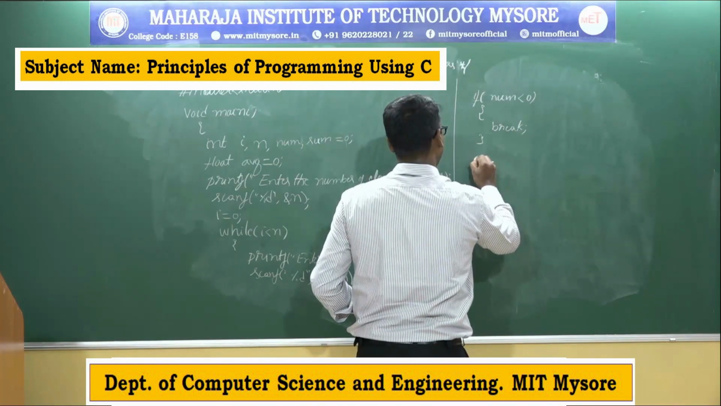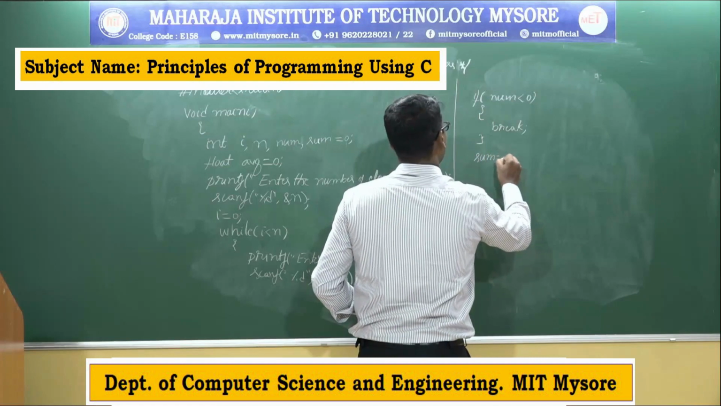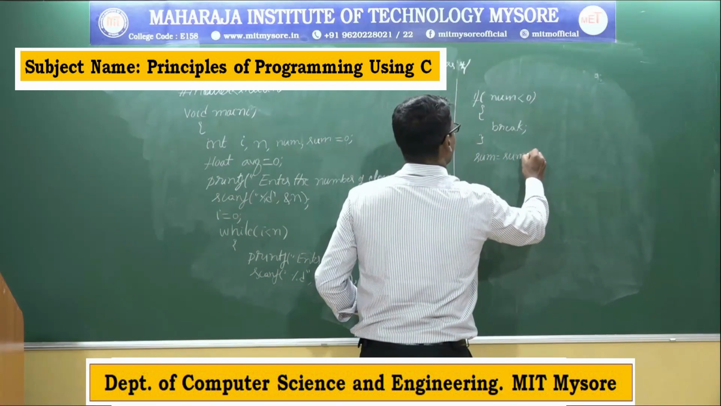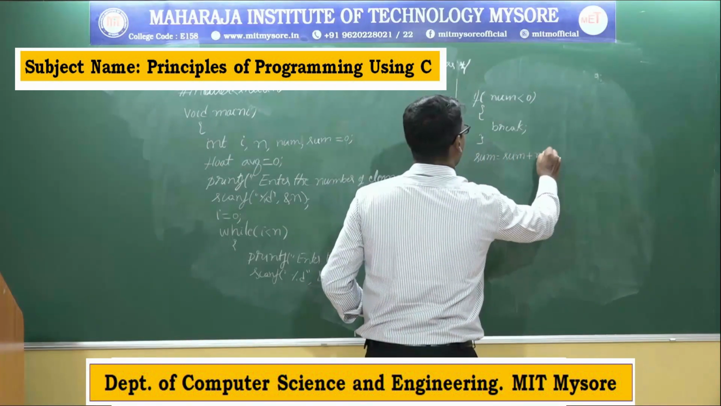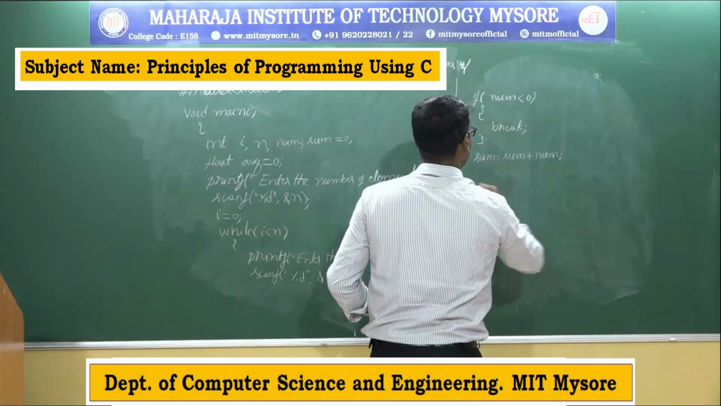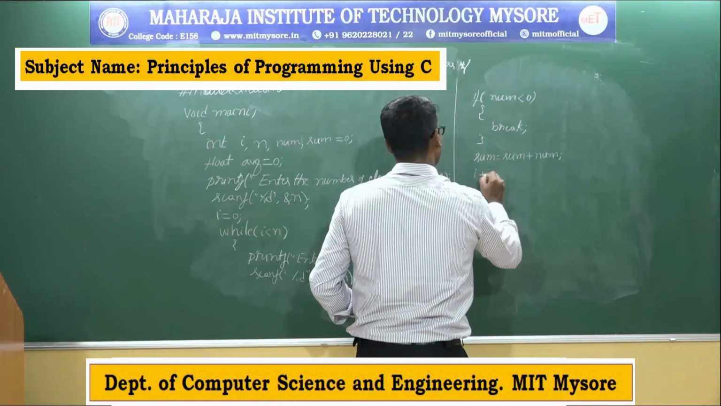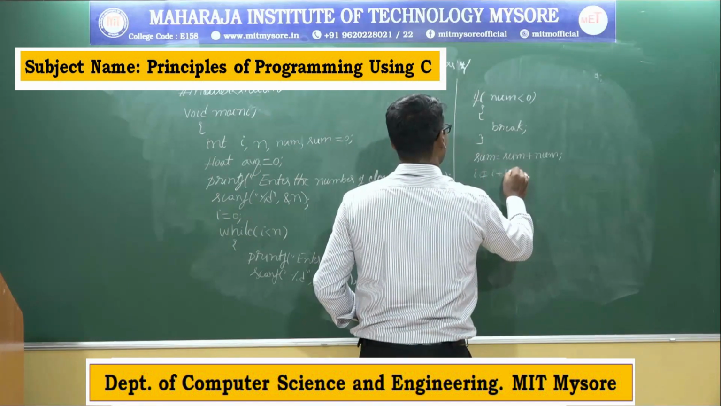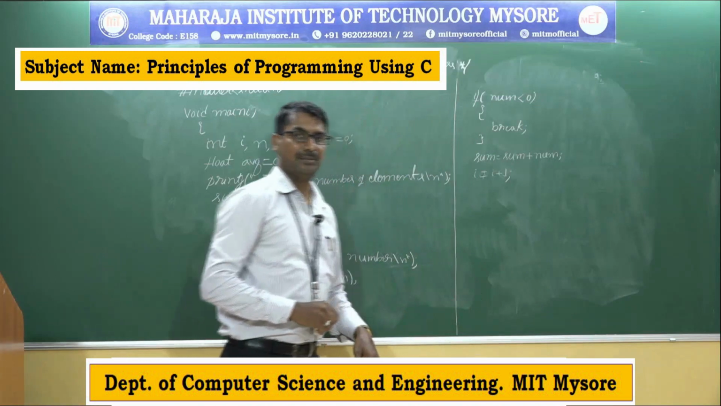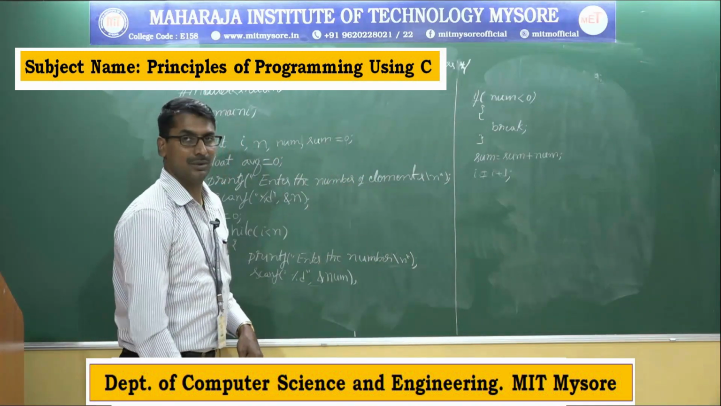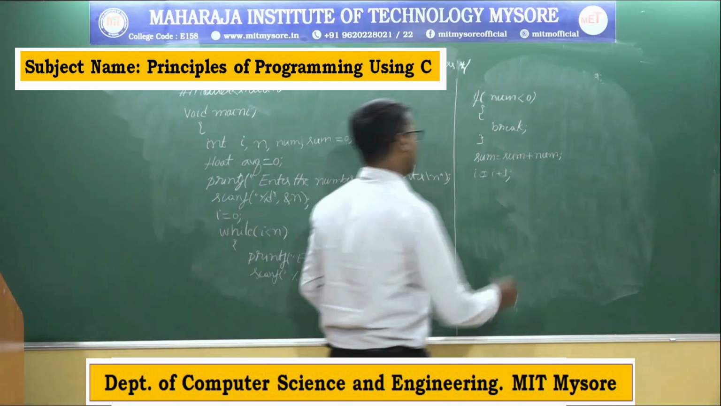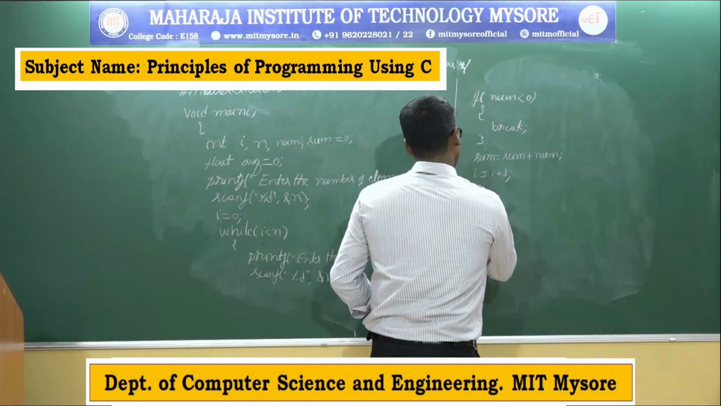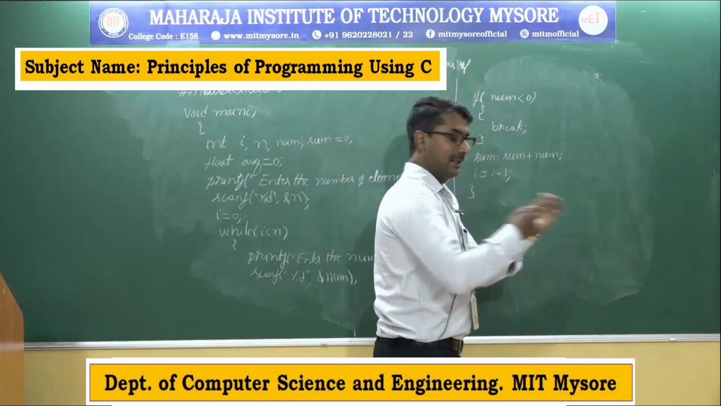Then sum = sum + num. Then i = i + 1. So i = i + 1. Next, close the bracket. Okay, this will iterate.